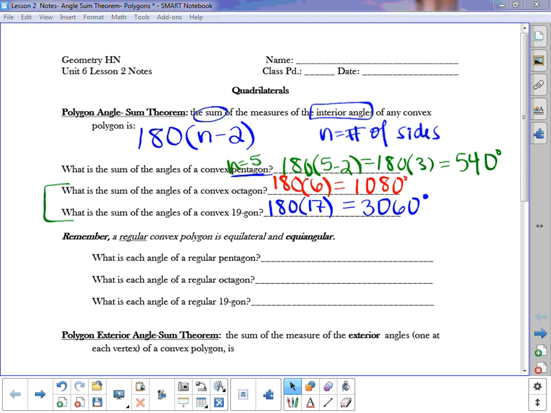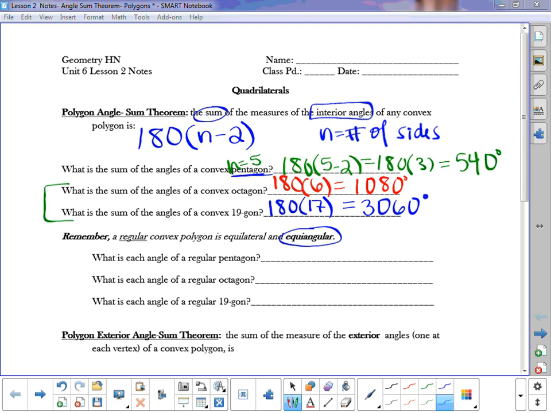Good. So remember, a regular convex polygon is both equilateral and equiangular. And if it's equiangular, that means that all my angles are the same. So let's say now, instead of asking what's the sum of the angles, what if they ask for just one particular angle? What is each angle of a regular pentagon? How would I find out what that is? Cameron? Divide the total amount of angles by the number of sides.